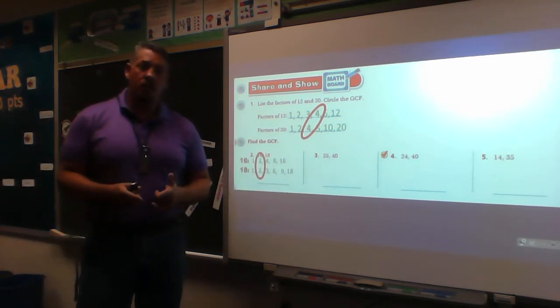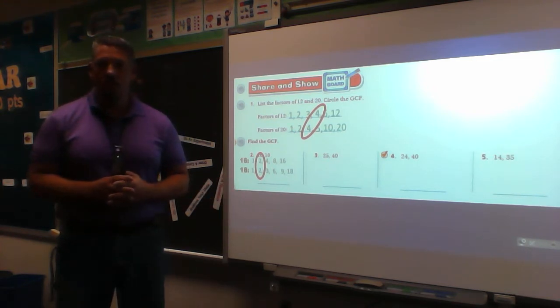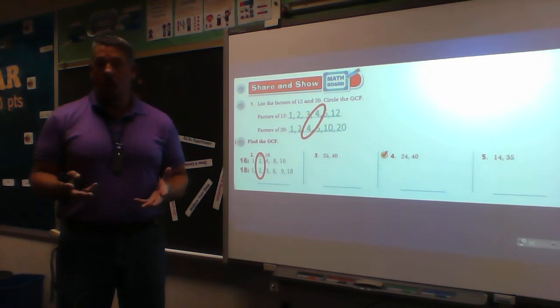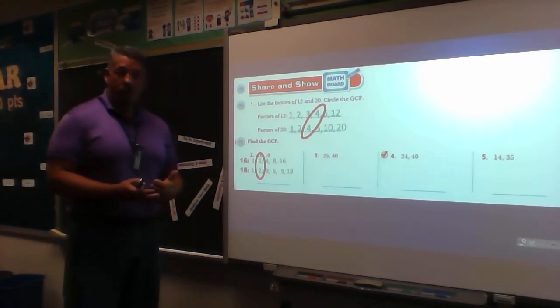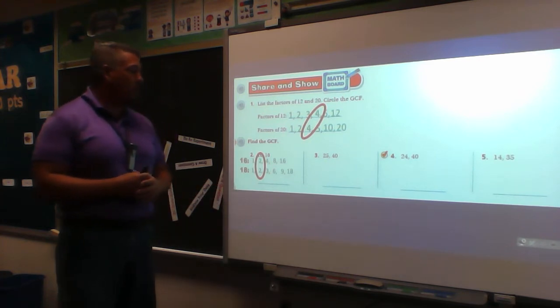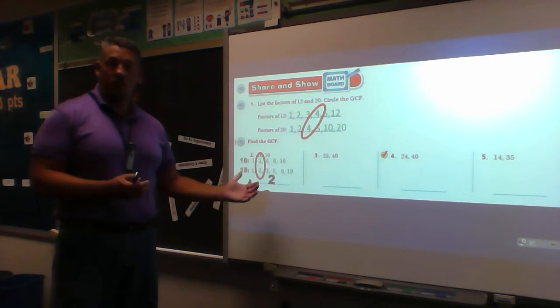So here's a question. Could you have 1 as the greatest common factor? Absolutely, I could. If it doesn't have any other factors other than 1, then 1 would have to be my greatest common factor. On this line then, I'm going to put my greatest common factor, which is 2.